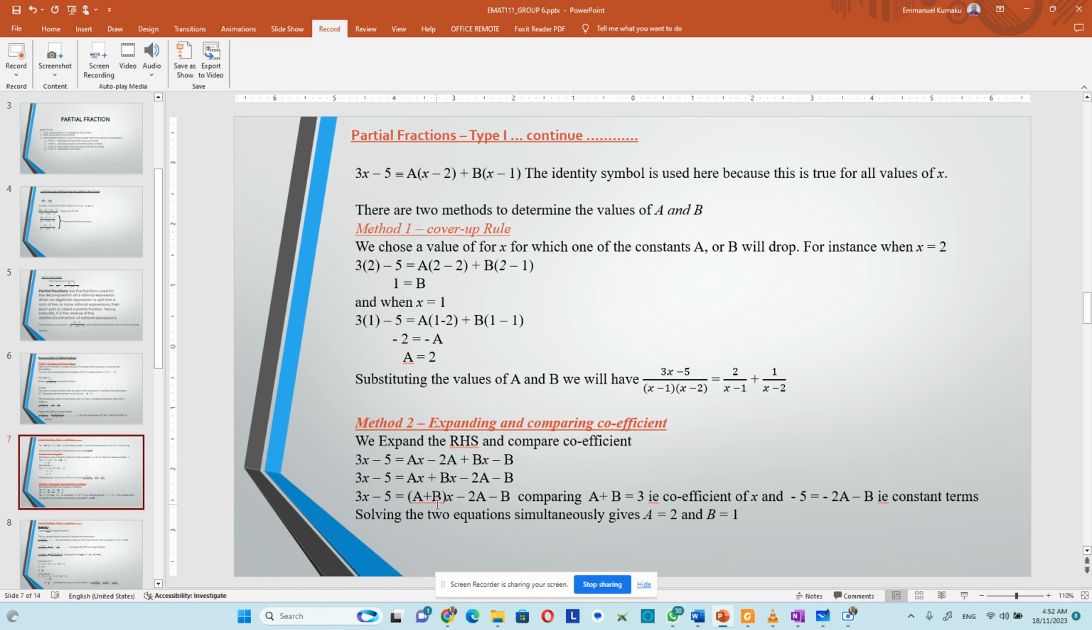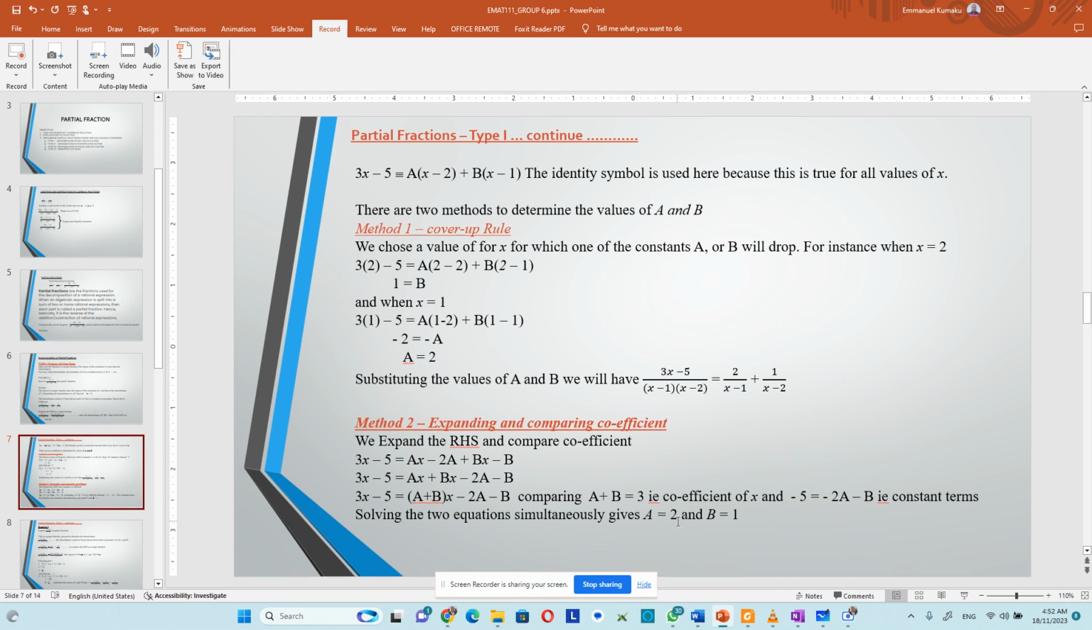The coefficient of x on the right hand side is a plus b. So we can say they are equal. Then these are constant terms without a variable x. So we can say minus 2a minus b is equal to the constant term on the left. So minus 5 is equal to minus 2a minus b. Then solve these two equations simultaneously.